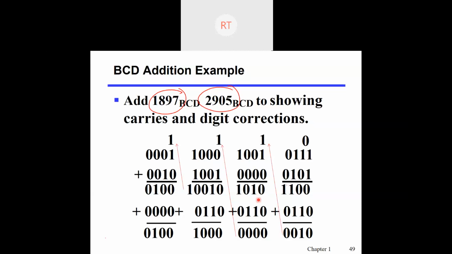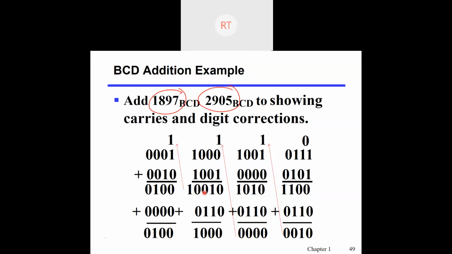Okay? So 0 plus 0, it's a 0. 1 plus 1, it's a 0, carry 1. 1 plus 1, it's a 0, carry 1. 1 plus 1, it's a 0. I have a carry. What happens to this carry? It comes here. Now I add here again, and I get here 0, 1, 0, 0 with a carry. This carry will come here.